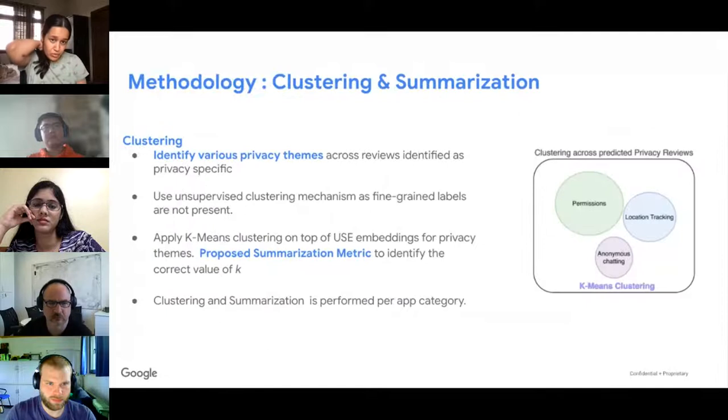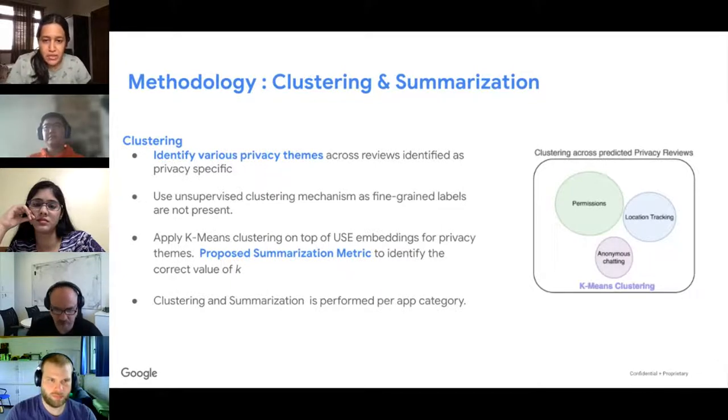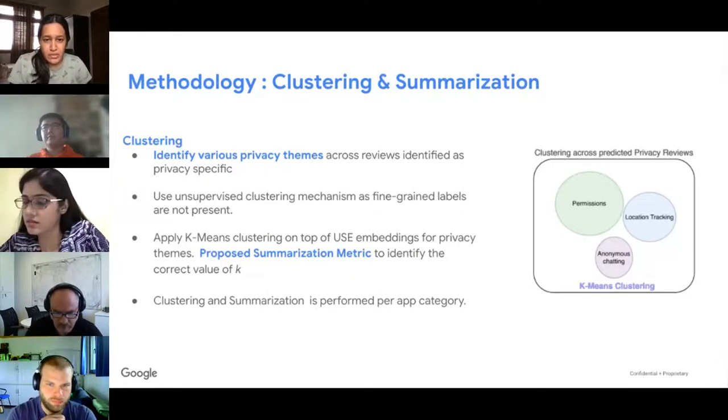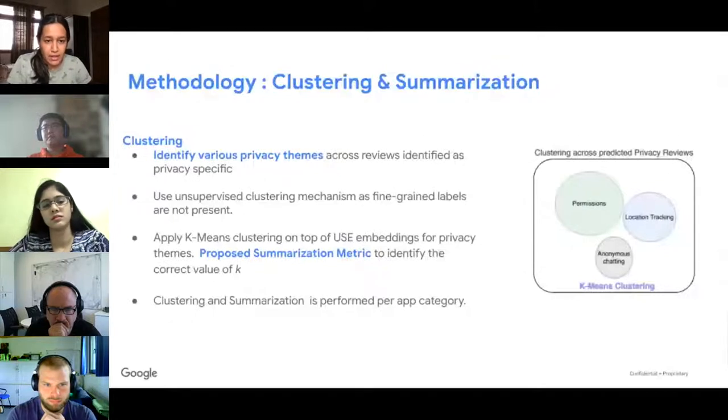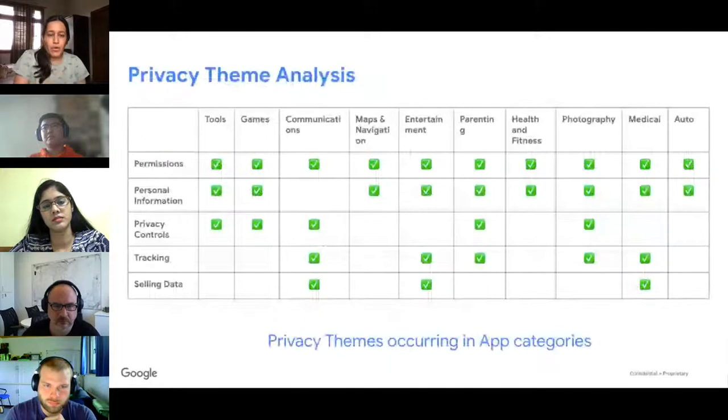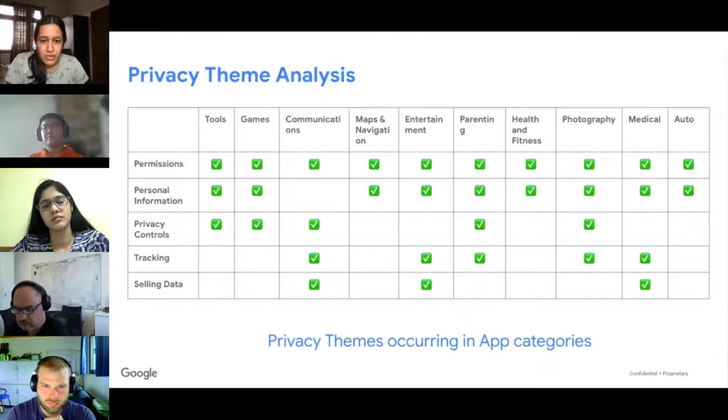In the next step, we do clustering and summarization of these privacy reviews, where we simply use an unsupervised clustering method, k-means clustering, since the finer privacy themes, whether related to personal information or tracking, aren't labeled. And we also proposed a summarization metric to identify the correct value of K. For more details, they can be found in the paper. And what we saw, based on the clustering that we did for different app categories, were some of the prevalent issues that we identified.